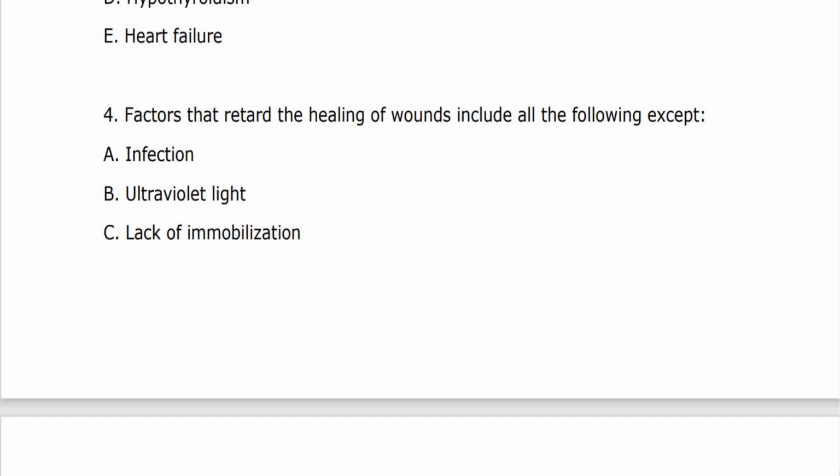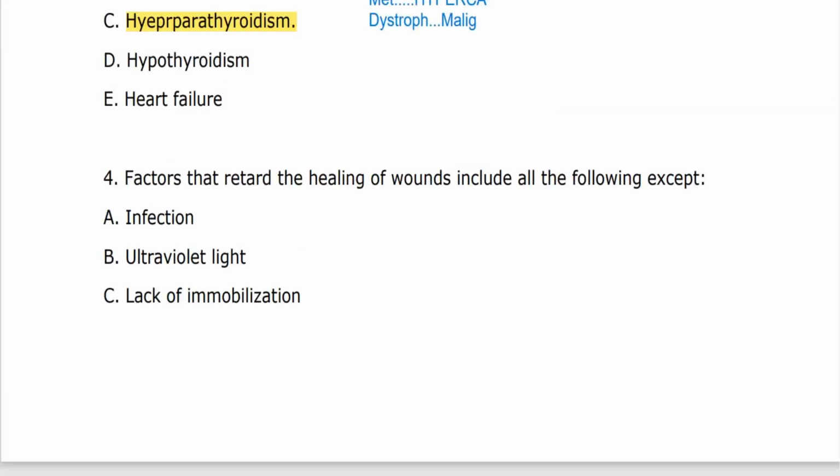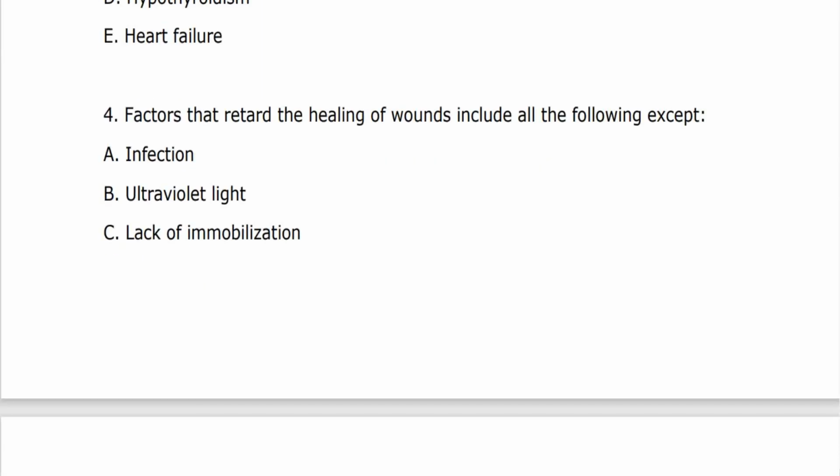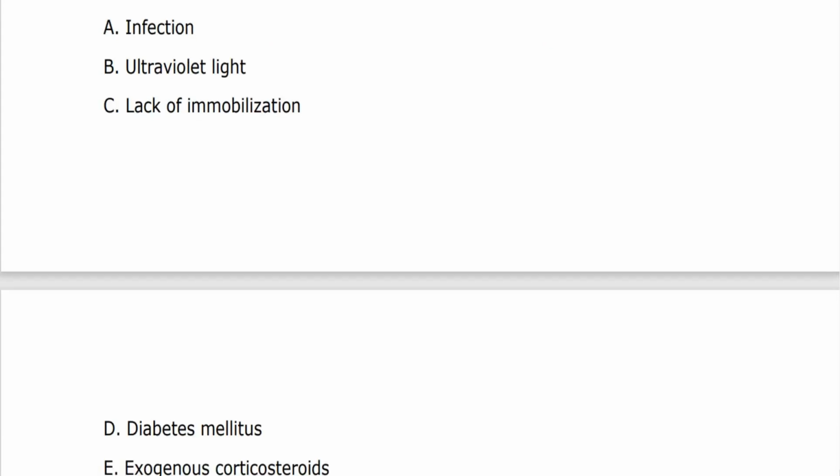Question number 4. Factors that retard the healing of wound include all the following except: infection, of course, retards wound healing. UV lights shouldn't, but let's eliminate other options and then we'll see that should be our option. Lack of immobilization means that if it's a place that requires the tissues to be together, the edges to be opposed, and you don't immobilize, chances are that the movement will stop the reunion of the tissues.